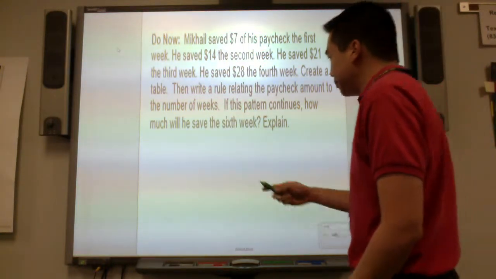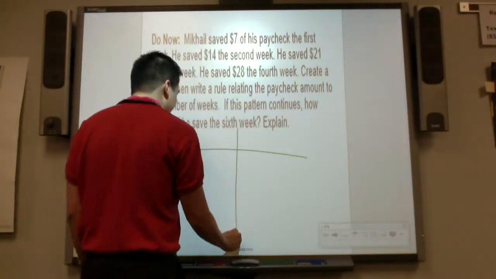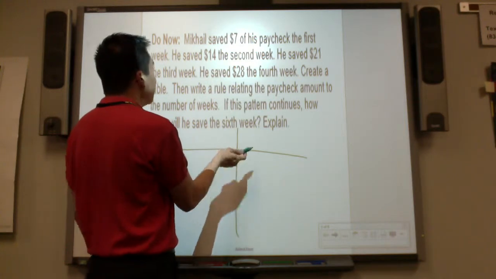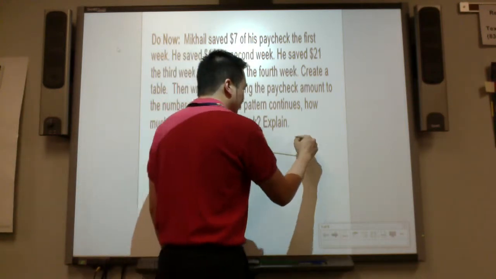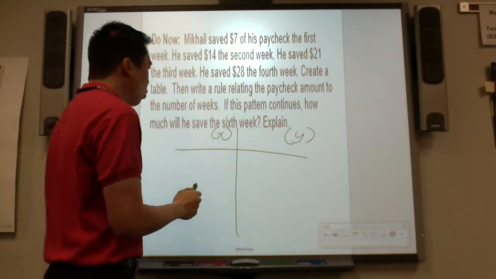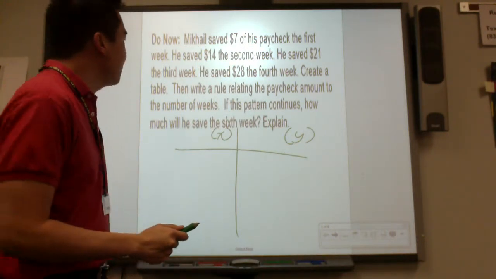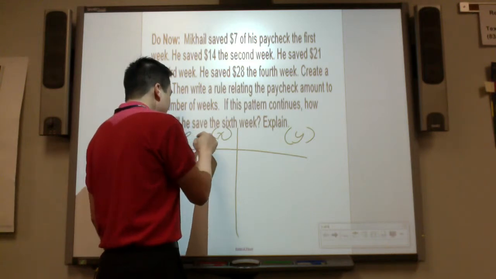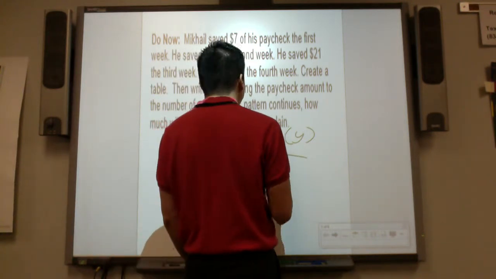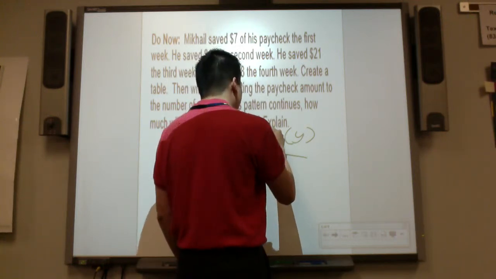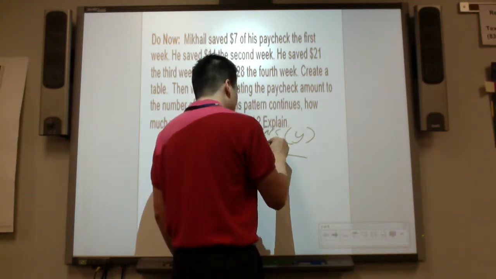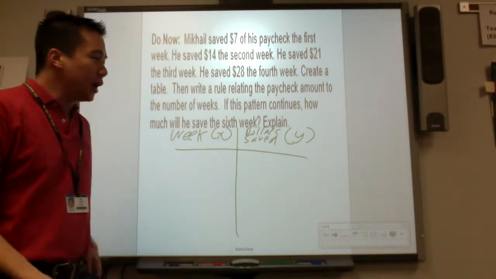Create a table. Okay, I will create this table. In this table, I'm going to label it X and Y. And so what is the independent and dependent? Week is independent. Dependent variable will be dollars saved. But you might say, I don't get it. Why? How do you know which one?